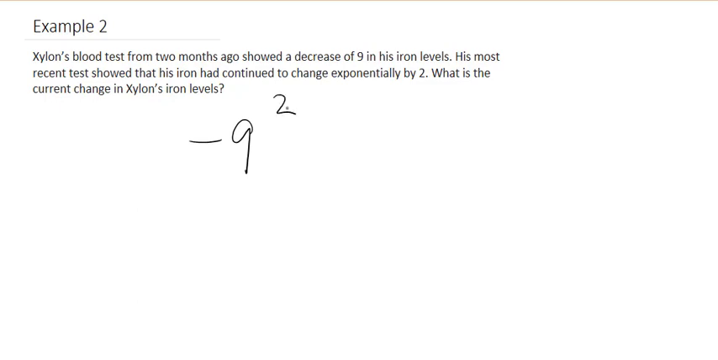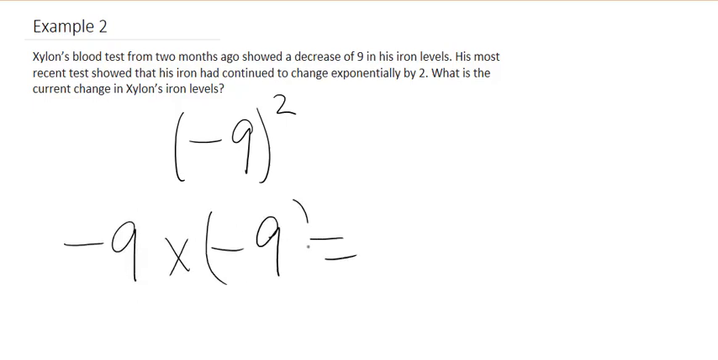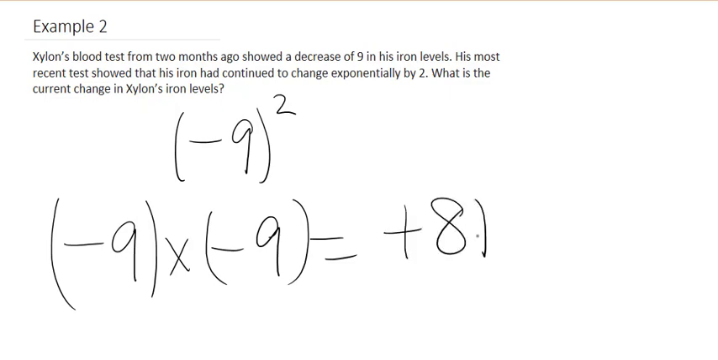Now we need to place parentheses around the base number because a negative sign is attached to this number in this example. Now we can multiply negative 9 times negative 9, which is equal to positive 81. So his iron levels have changed by 81 points.